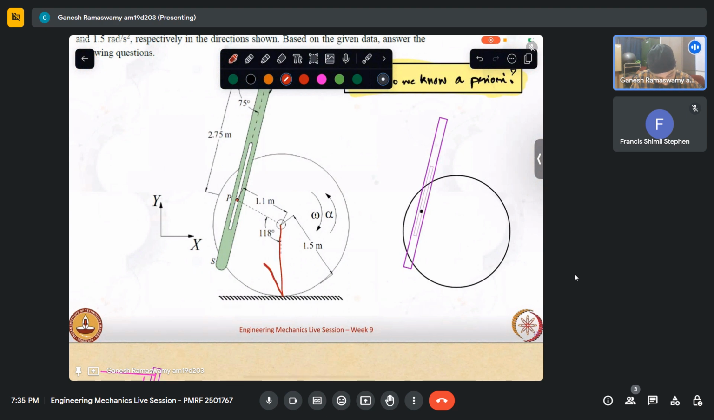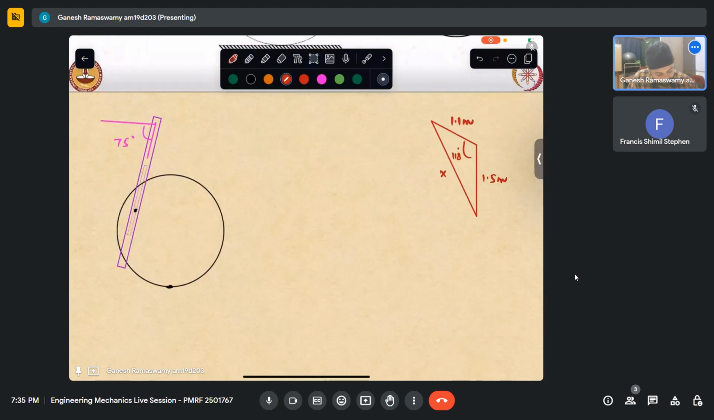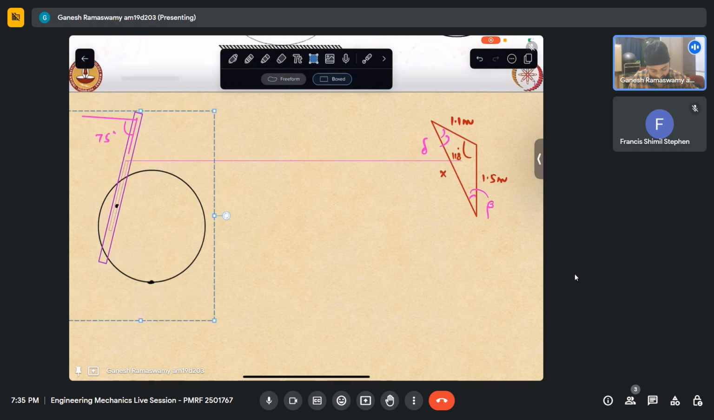Now if I take one triangle like that, if I take this triangle, I know this side is 1.1 meter, this is 118 degrees, this is 1.5 meter, this I don't know. For the purpose, let us call it x for the time being. So if I were to take it here, let me call this angle some beta. Let this angle be delta. So let us try to evaluate all the quantities first from here.